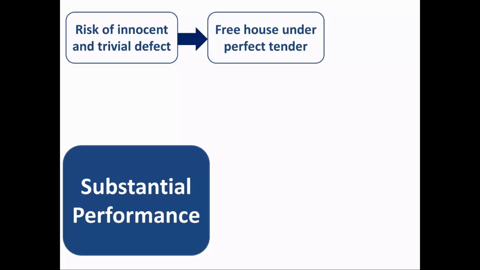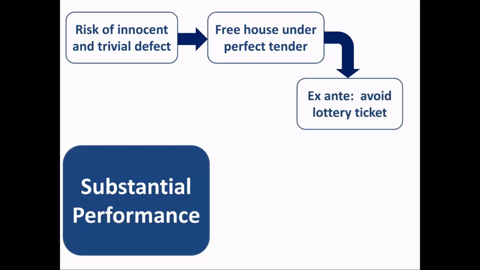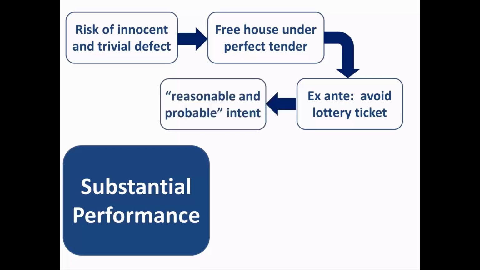Thinking about the matter at the time of contracting, ex ante, the owner and contractor both realize that this lottery ticket must cost something. The contractor is not in the business of running a lottery. He just builds houses. And the owner's not in the habit of playing the lottery. He just wants a house. So a well-designed substantial performance rule reads the specs in light of the reasonable and probable intent of the parties.